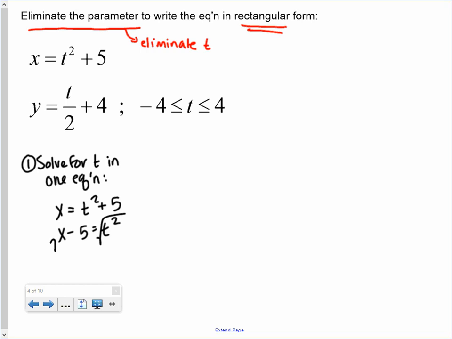Now you'll have to be careful here in parametric equations. If you square root to solve, we have to add that plus or minus because we're thinking rectangular things. So it could be plus or minus the square root of x minus 5. Okay, that's fine. And then our second step would be, if you only solve for t in one equation, sub that expression in for t in the other.